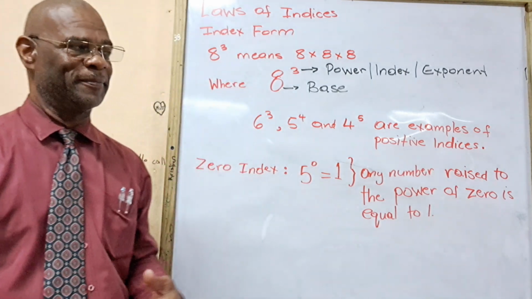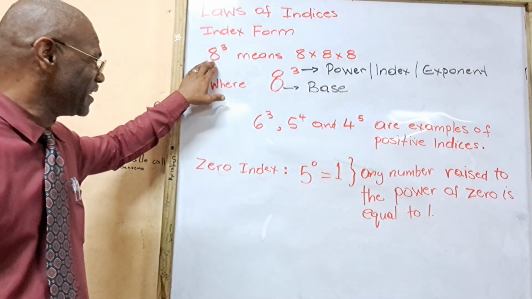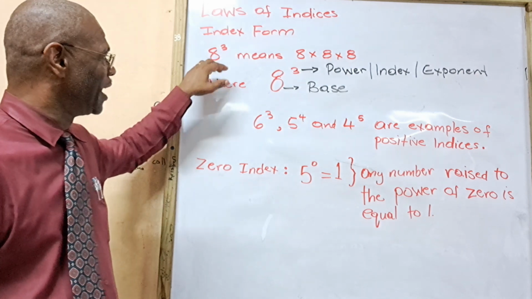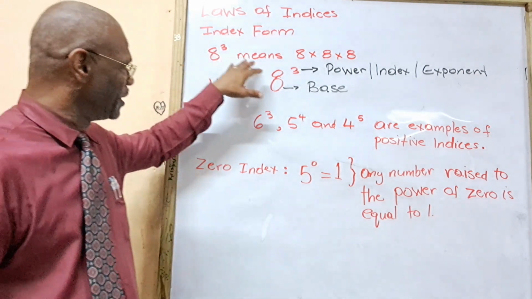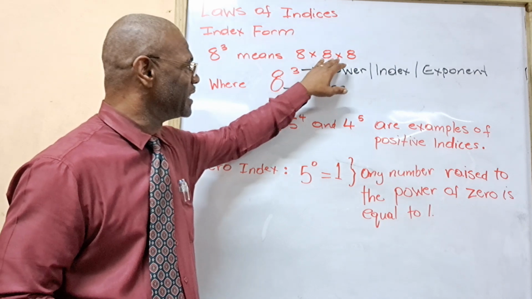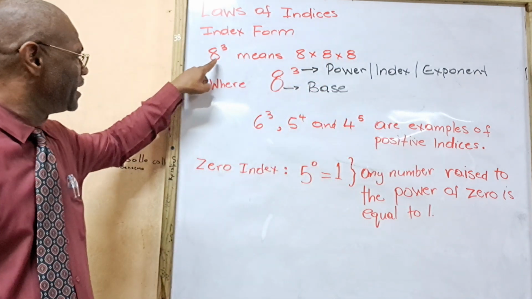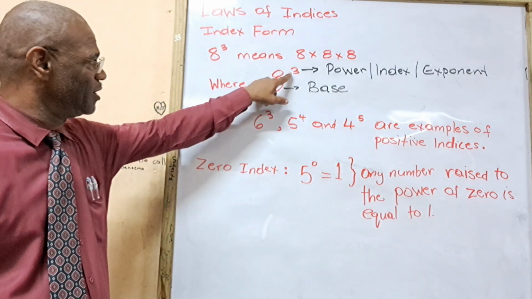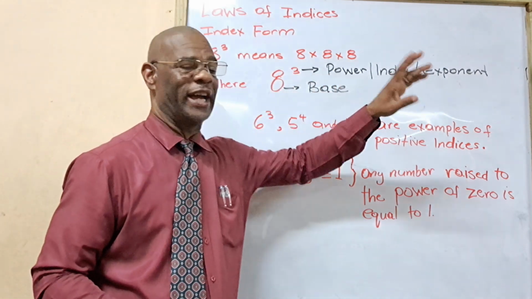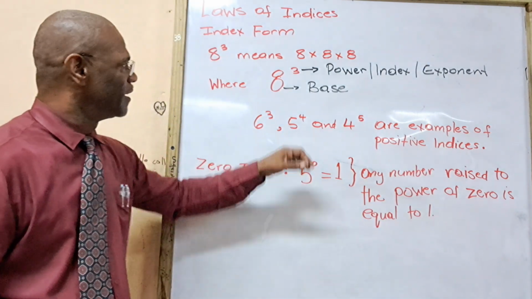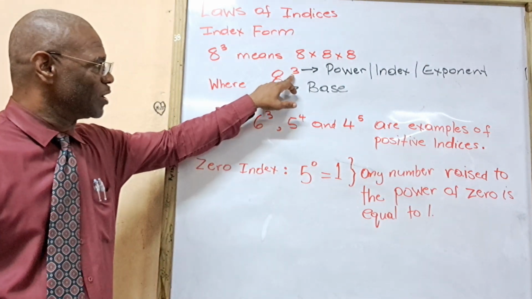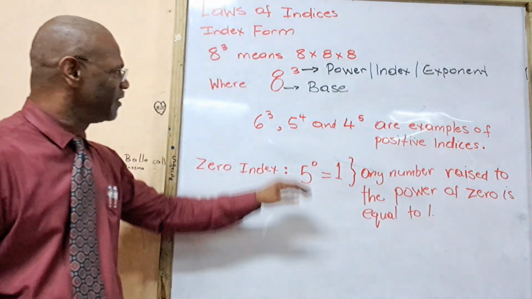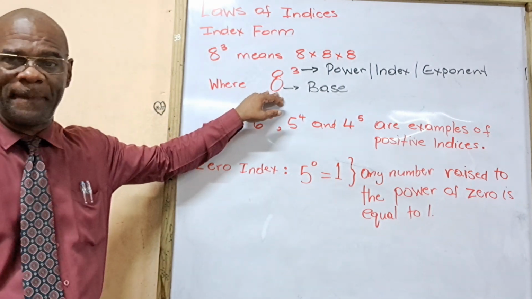Now, what is index form? Let's take this term here. We have 8 to the third, which can be written as 8 times 8 times 8. This 8 we call the base, and this small 3 up here we call the power, the index, or the exponent.